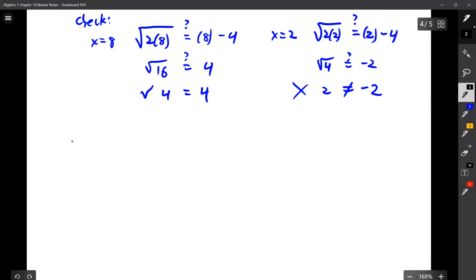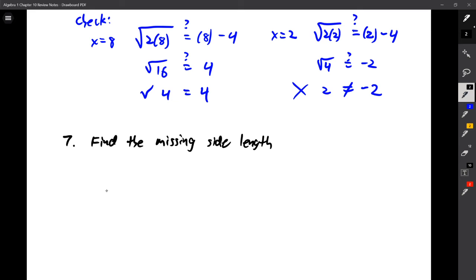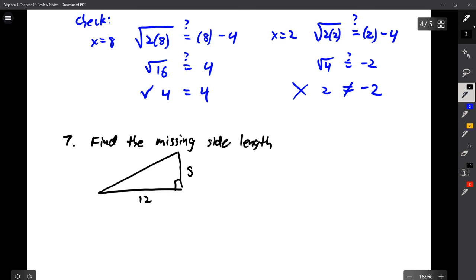Number 7. We want to find the missing side length. And here's the first one that we have. We have this triangle here. This is not quite to scale. This is 12, this is 8, and this is C.